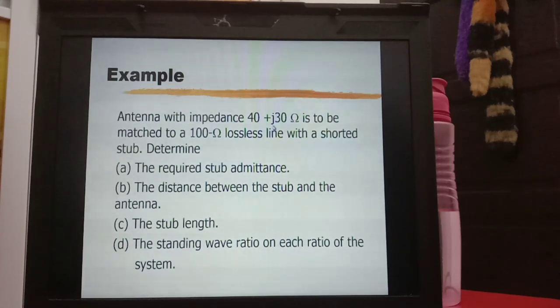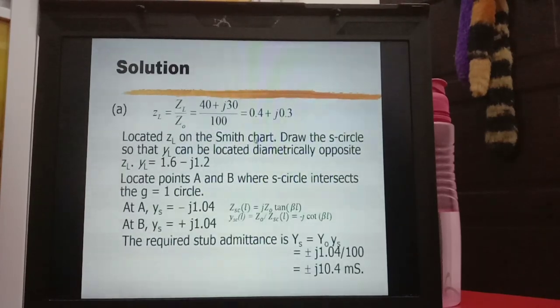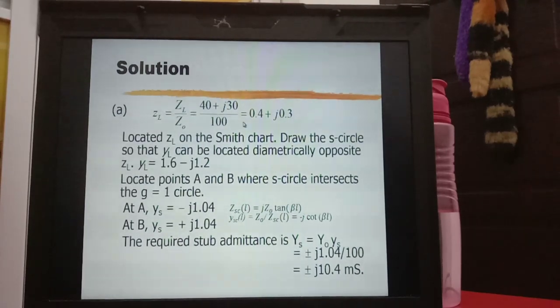First, based on the impedance of the antenna of 40 plus j30 ohm, we need to find the normalized impedance. We can do this by dividing 40 plus j30 by 100 ohm. That gives us a normalized impedance of 0.4 plus j0.3. We then plot this impedance on a Smith chart.